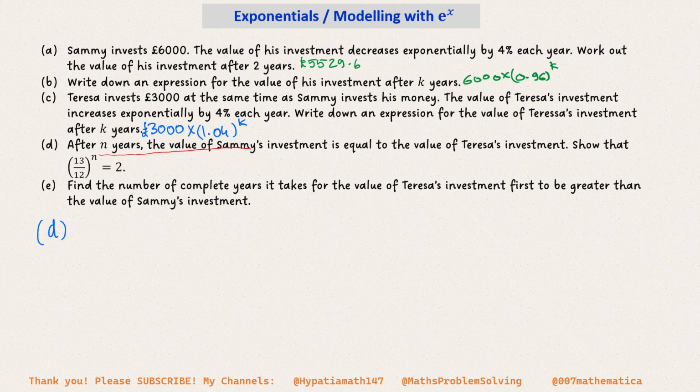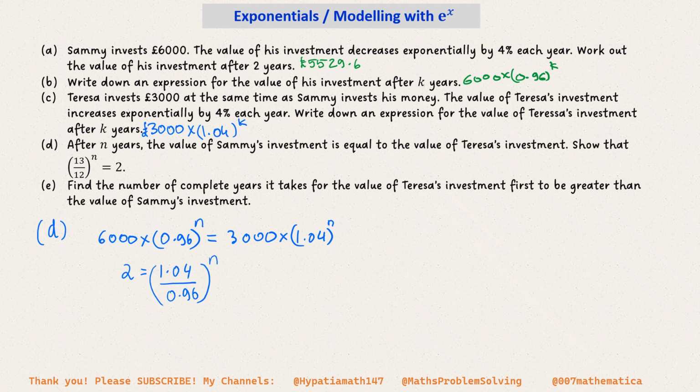after n years, the value of Sammy's investment is equal to the value of Teresa's investment, and we need to show that (13/12) to the power n equals 2. So all we have to do is equate 6,000 times 0.96 to the power n. We don't write k anymore, because after n years the value is equal. And again 3,000 times 1.04 to the power n.